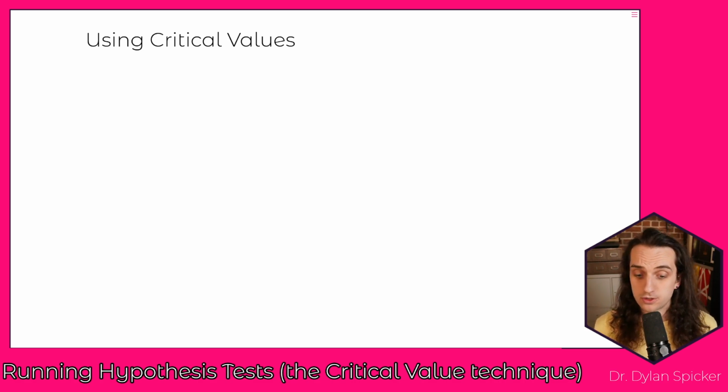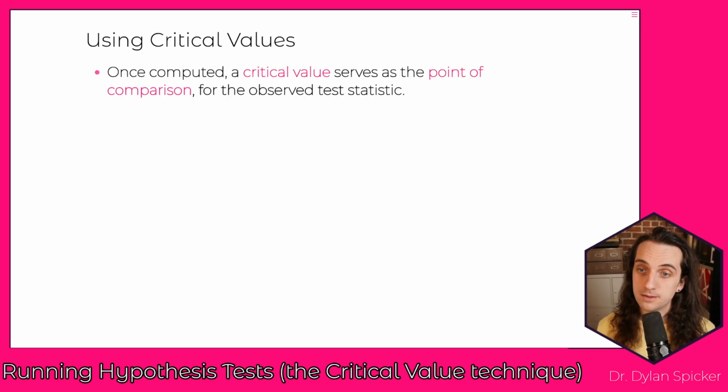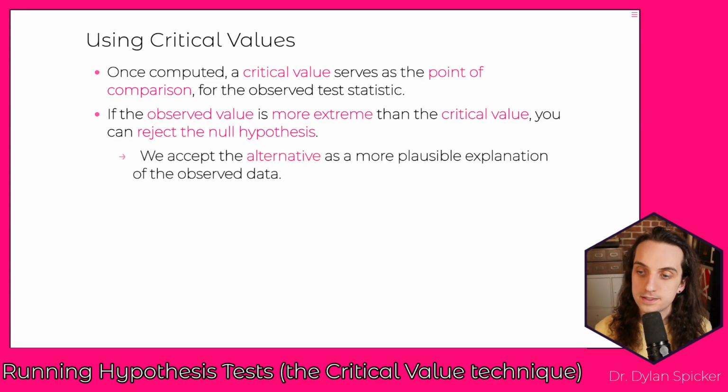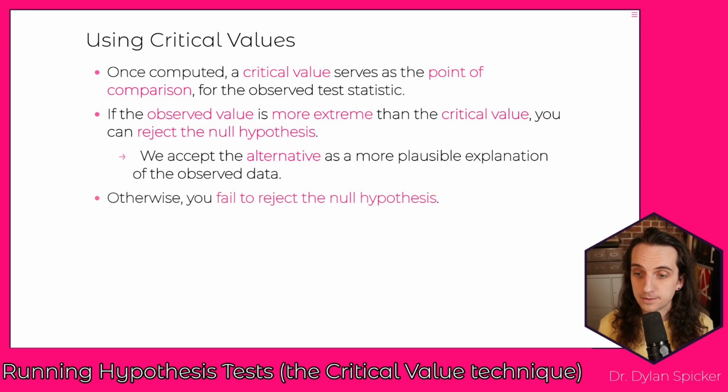So if we can compute those critical values, if we can use the software to determine the specific values after we figure out which ones we need, then how do we go about actually using them? Once you have computed a critical value, that's going to serve as the point of comparison for the observed test statistic, right? If the value is more extreme, if it sits outside of those critical values, then you reject the null hypothesis. And if you're rejecting the null hypothesis, we accept the alternative as the more plausible explanation of the observed data, right? Because we observed something extreme enough, the null hypothesis doesn't seem particularly likely, okay?